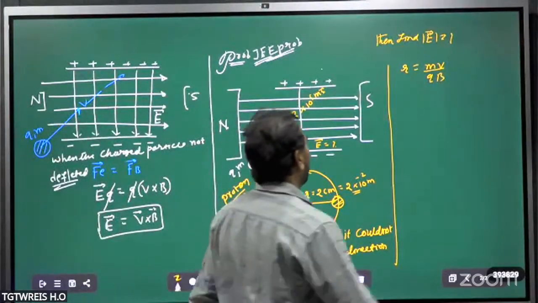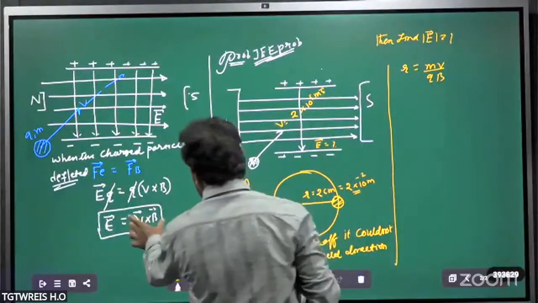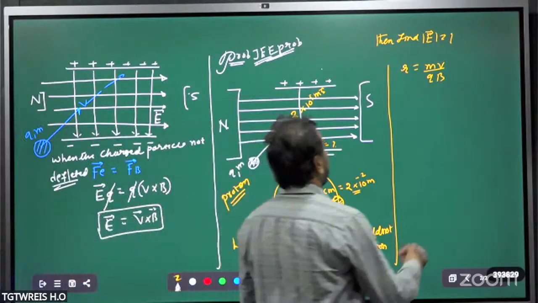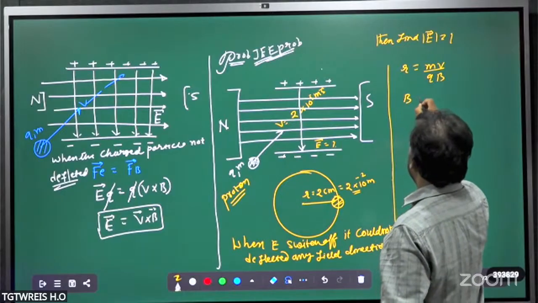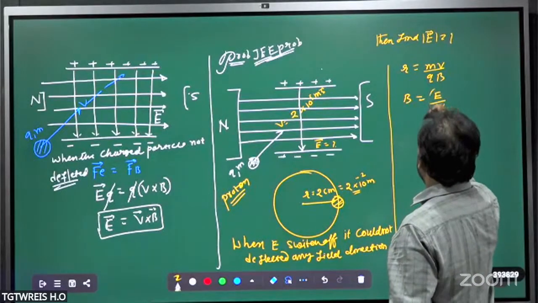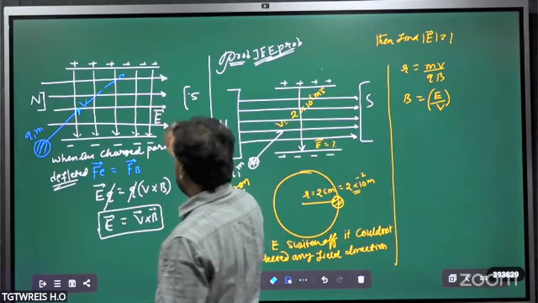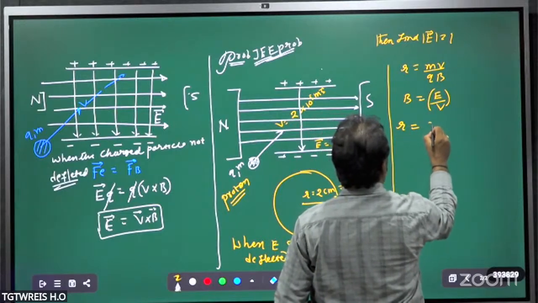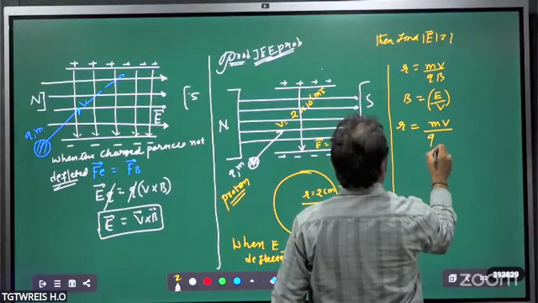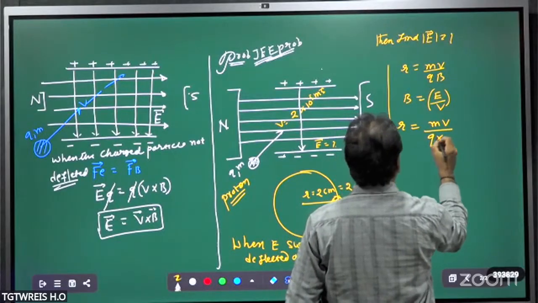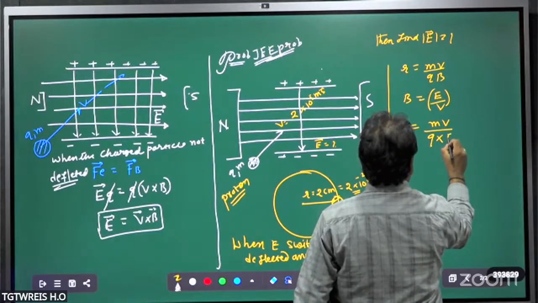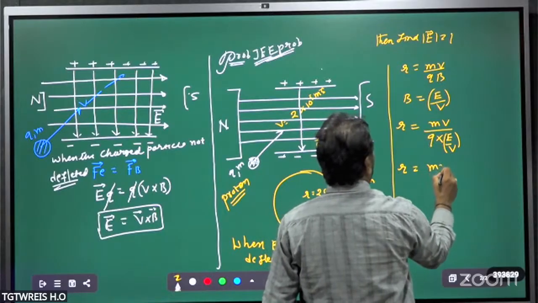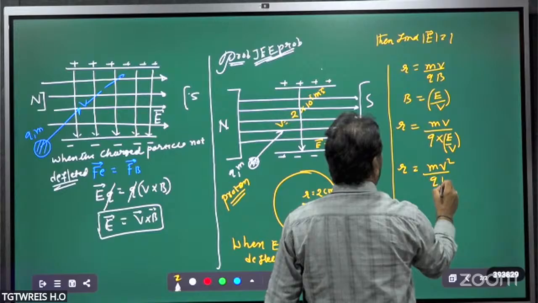See here, r is equal to mv by qB, but what is B? When the charged particle could not be deflected in any field direction, what condition is applicable? B is equal to E upon v, where E is called the intensity of the electric field. Okay, substitute this value here. Therefore, the radius of the path is given by mv upon q into the value of B, B means E upon v, that is r is equal to mv square upon qE.